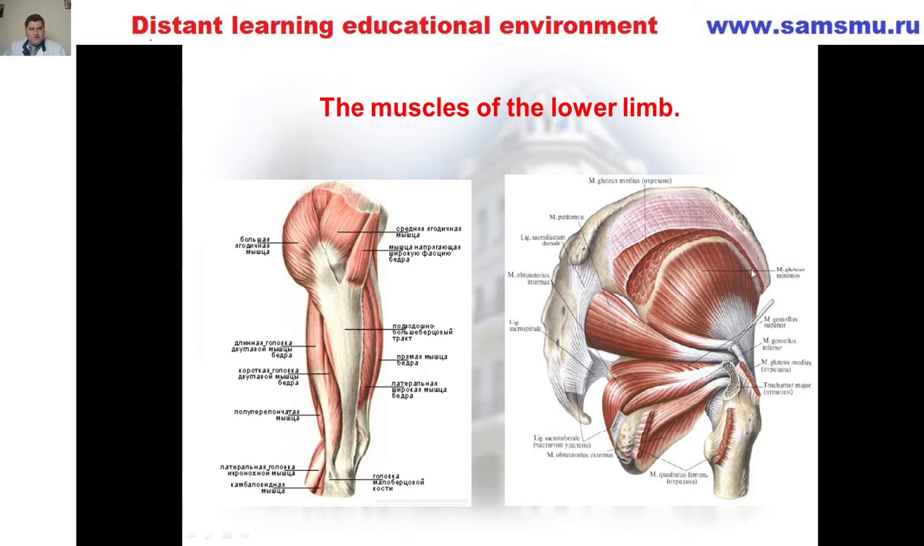Next, we'll talk about the gluteus minimus muscle. You may see this on this picture. It lies under the gluteus medius muscle. It arises from the external surface of the ilium and is attached to the anterior surface of the greater trochanter by a flat tendon. A bursa is lodged under the tendon, between the tendon and the trochanter.